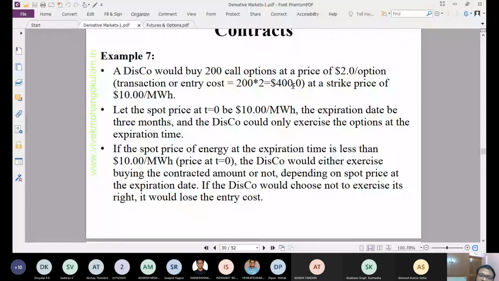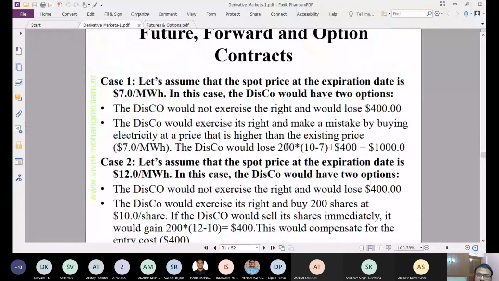Now, if it goes to $13 per megawatt hour, the spot price, then he starts gaining profit, right? Yes, he starts gaining. So that is what is happening here. The holder of the contract has the choice to either exercise it or not, based on the gain or loss he expects. And a call option is a right to buy. That is why the distribution company is buying 200 call options.